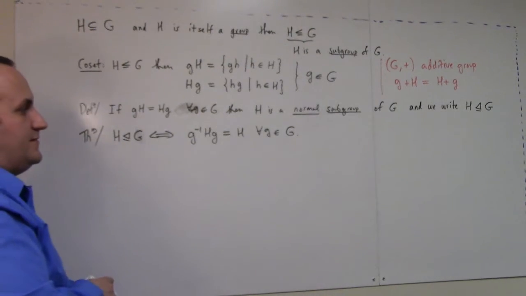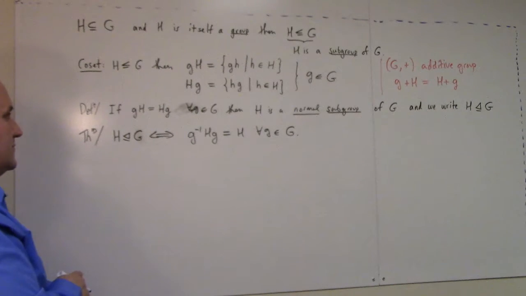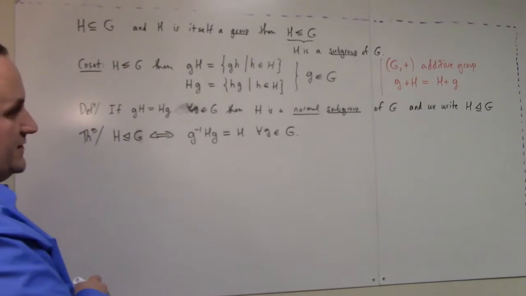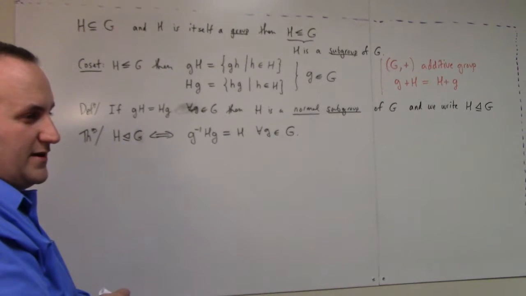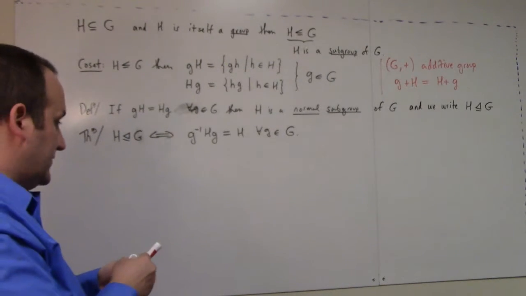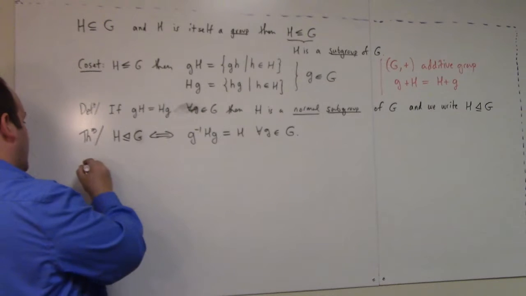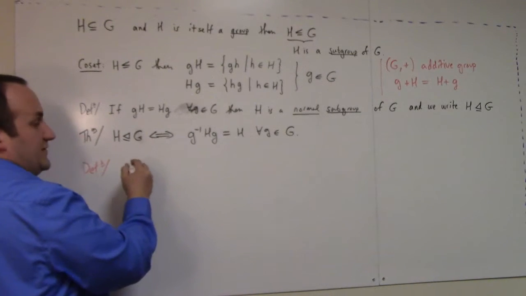Okay, well, that's fascinating, but why do we care? The reason we care is because if you look at the cosets that correspond to a normal subgroup, they pick up a group structure by themselves. In particular, you can say, okay, I'm going to define this new group.